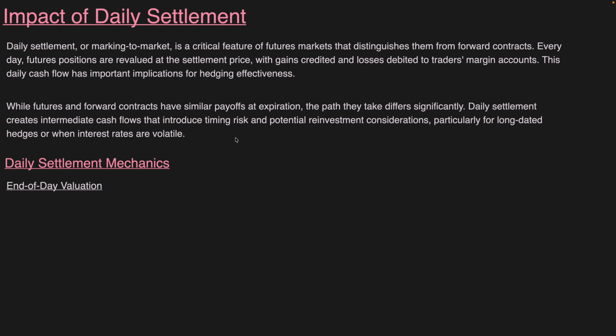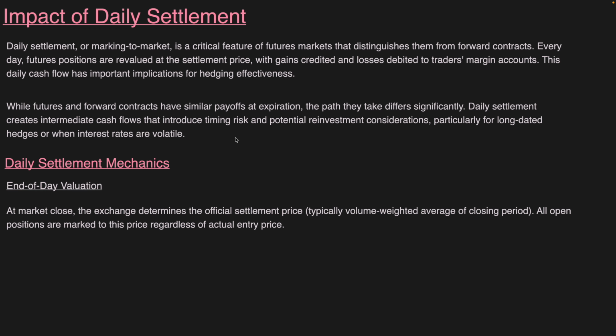Now, how does the daily settlement work? Usually at the end of the day, the valuation is done at the market close. The exchange will determine the official settlement price. All open positions are marked to this price regardless of actual entry price. Whatever your entry price is, that is immaterial. So today's closing price and yesterday's closing price difference, plus or minus, will be credited or deducted from your account respectively.